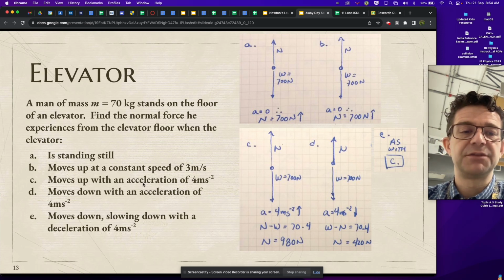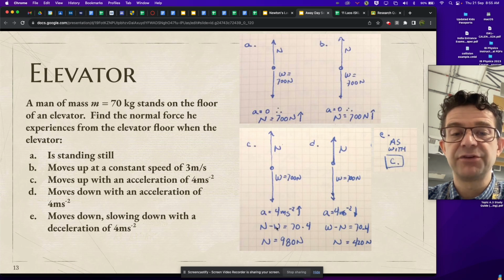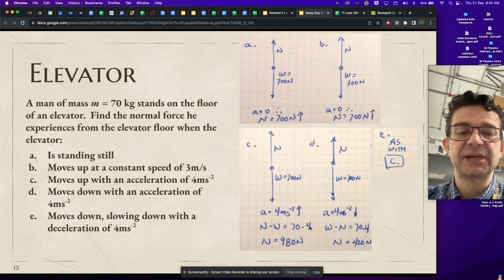C brings us into a situation with an acceleration. The normal force still points upward and the weight still downward with 700 newtons, but because the acceleration is upwards, the net force has to be upwards. The magnitude of the net force is equal to 70 kilograms times the 4 meters per second squared upward. So the net force is the normal force up minus the weight of 700 newtons. This is the total force, and that's going to be equal to the mass times the acceleration. Substituting in 700 newtons for the weight, you can find the normal force is 980 newtons.